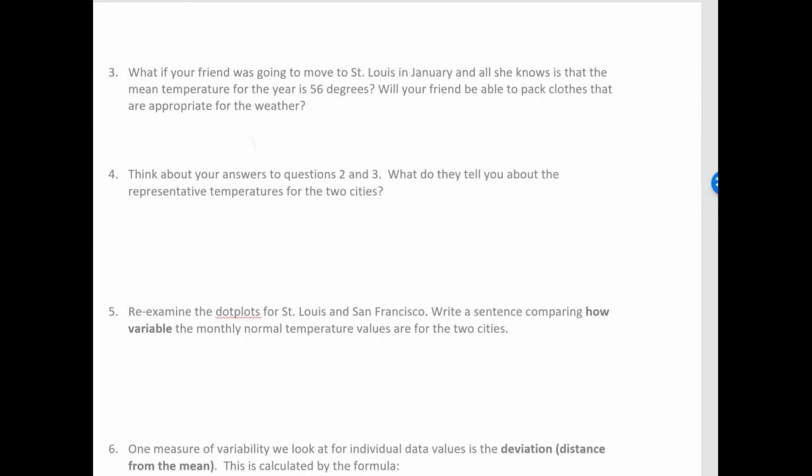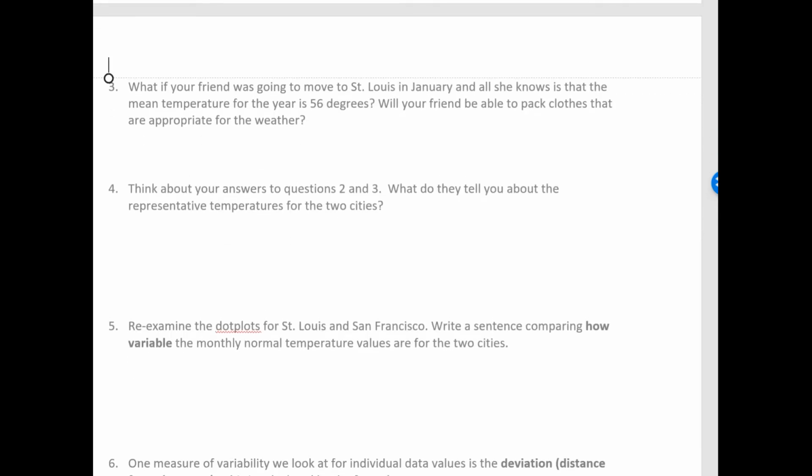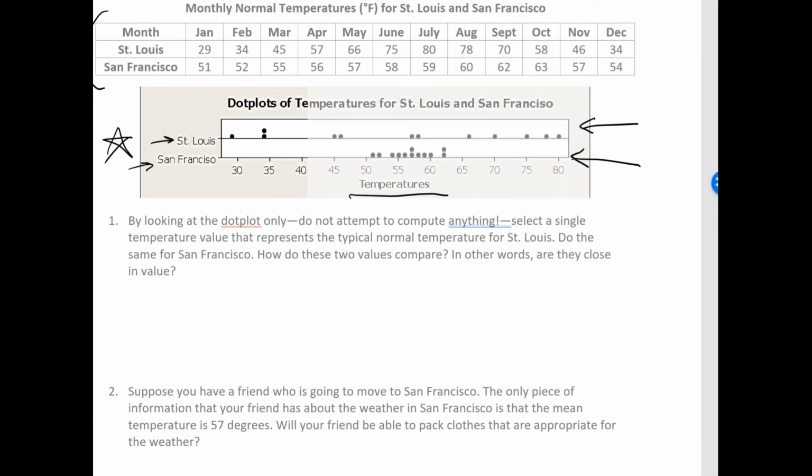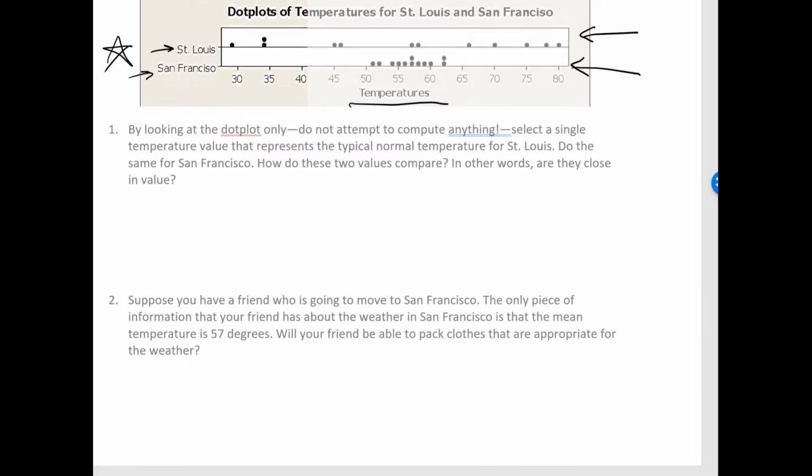On number three, I want you to consider, similarly, what if your friend was going to move to St. Louis in January, and all she knows is that the mean temperature for the year is 56 degrees? Will your friend be able to pack clothes that are appropriate for the weather? And again, why or why not? Looking back at this data for St. Louis, if all they know is the average temperature in St. Louis is 56, how are they going to do?